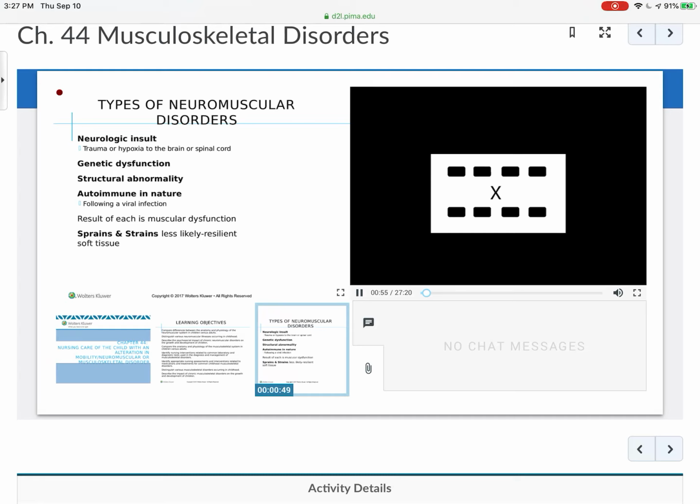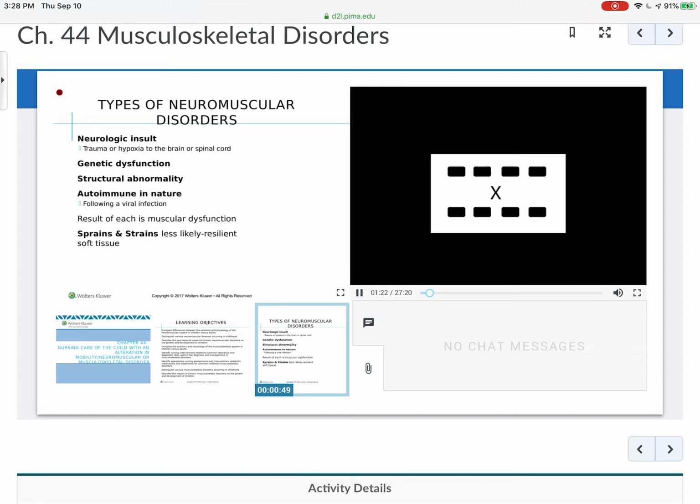So there's several types of neuromuscular disorders. We see traumas, so hypoxia to the brain or spinal cord. We'll see some genetic problems. We'll see structural abnormalities. There are some that are autoimmune in nature, but each has some type of effect on their development and motor skills.